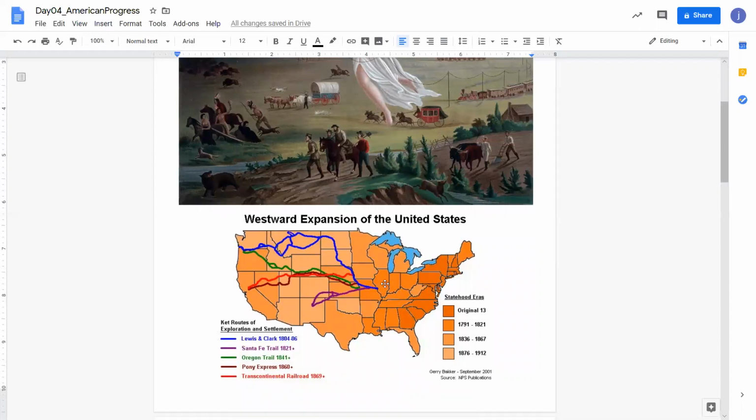Now, this was a time period of real big progress. If you take a look at this map, these are all different routes that people took to go west. So the Blue Line, Lewis and Clark, Santa Fe Trail, Oregon Trail, Pony Express, and the Transcontinental Railroad. The red is the railroads that were being built from the east to the west, as well as different routes that would have been taken on horseback, covered wagon, things like that.